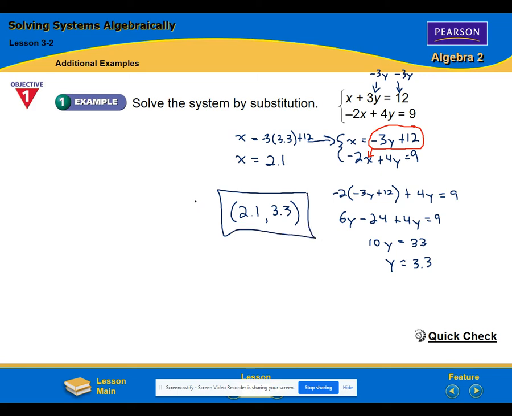Okay, and then just one other thing, if you want to check it, of course you can. If you want to check it, I wouldn't check it in the equation that you just plugged into. I would check it in the other one. So you could go negative 2 times 2.1 plus 4 times 3.3. And yes, we're wondering if that's equal to 9. Okay, and it will be. You can check that if you want to. It's going to be 9, so it checks. Okay, moving on to the next one then.